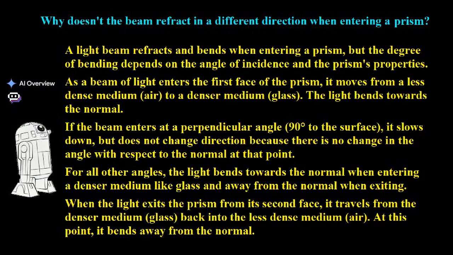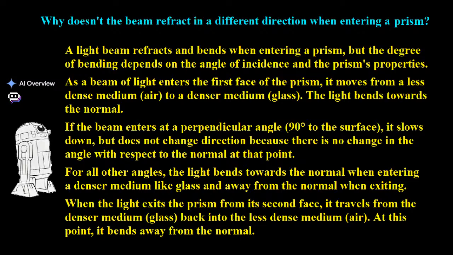Here let me just put that on. This is from the AI, so if you want to consult it, you can. I asked the question: why does the beam refract in the direction it does when entering a prism? I mean, why does it go upwards or downwards or in a different direction? Why does it go in that very standard direction that it always goes? And this is the answer that R2D2 gave me. He says, a light beam refracts and bends when entering a prism. Yeah, no kidding. But the degree of bending depends on what? The angle of incidence and the prism's properties. Okay, let's find out how.